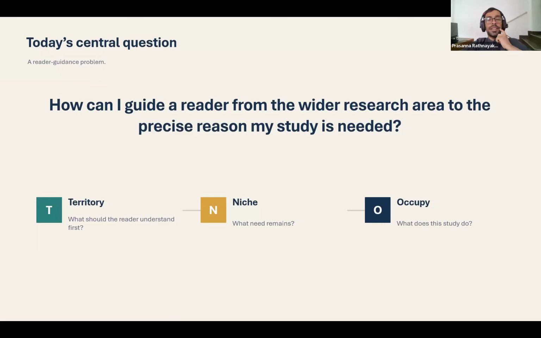So we are hanging around one central question: how can I guide a reader from a wider research area to the precise reason my study is needed? This is typically the function you perform in your introduction.